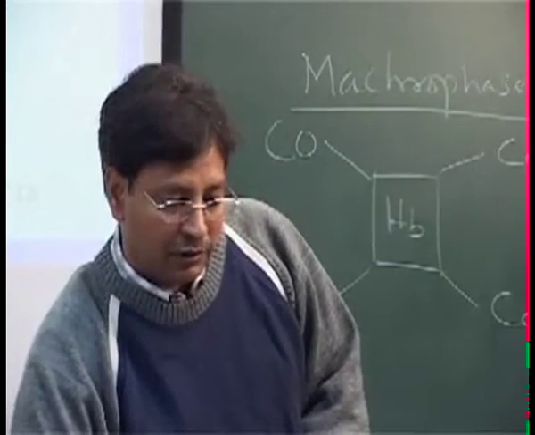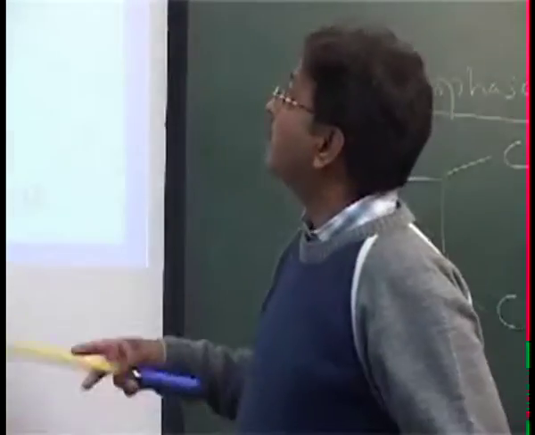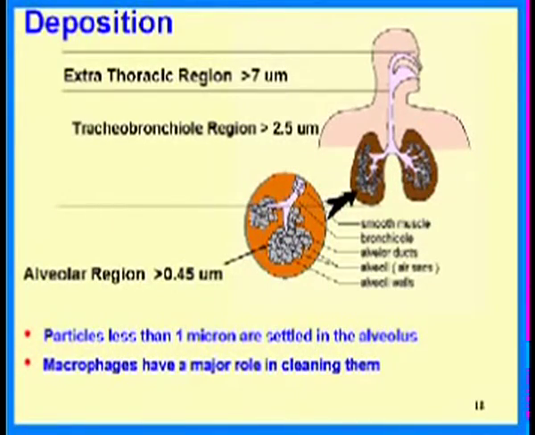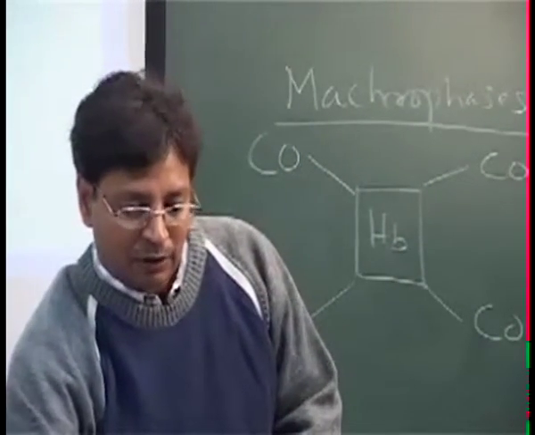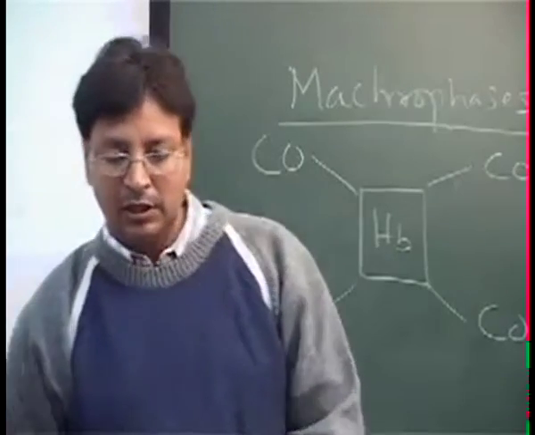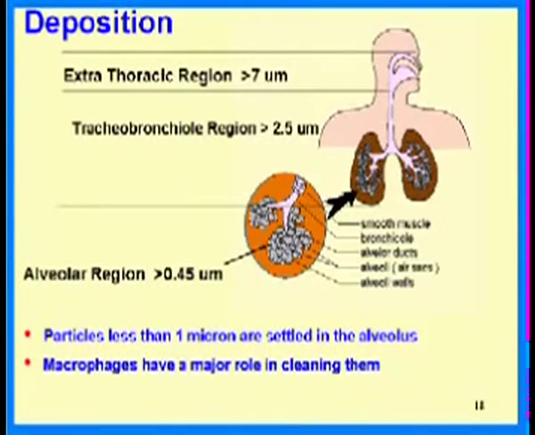But these particles deposit at different places. This is called the extrathoracic region, where particles larger than 7 microns will deposit. And this region, almost up to the bronchial region, is called the thoracic region, where particles between 2.5 and 7 microns will be trapped, and the smaller particles, greater than 0.45 micron, will come into this region. Particles less than a micron are settled in the alveolus or even at the lower end.